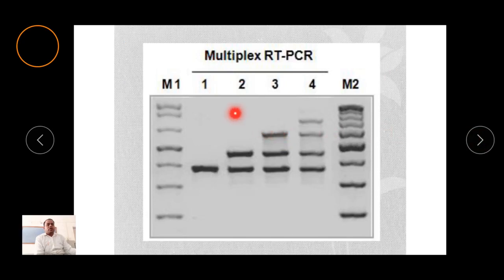This is the agarose gel pattern of the multiplex PCR, where different targets are amplified from a single sample, and this can be detected based on the DNA ladder.